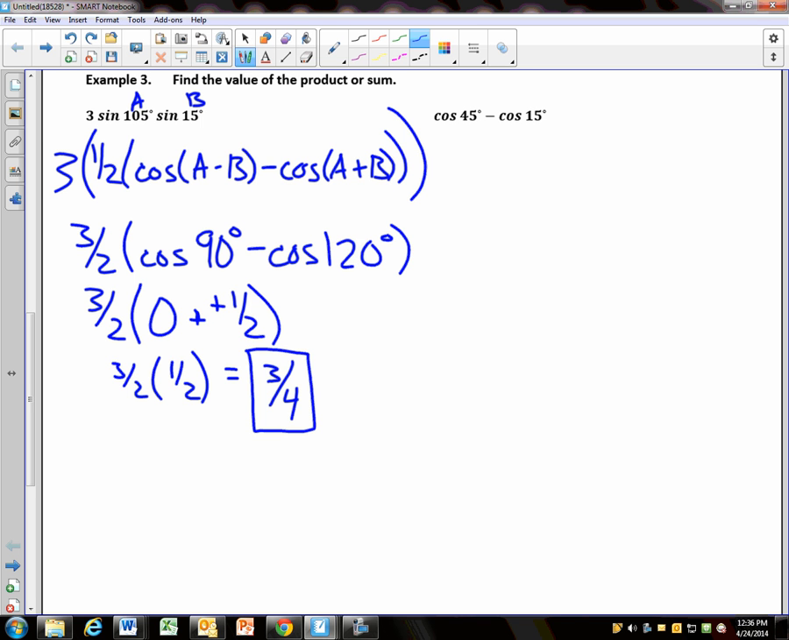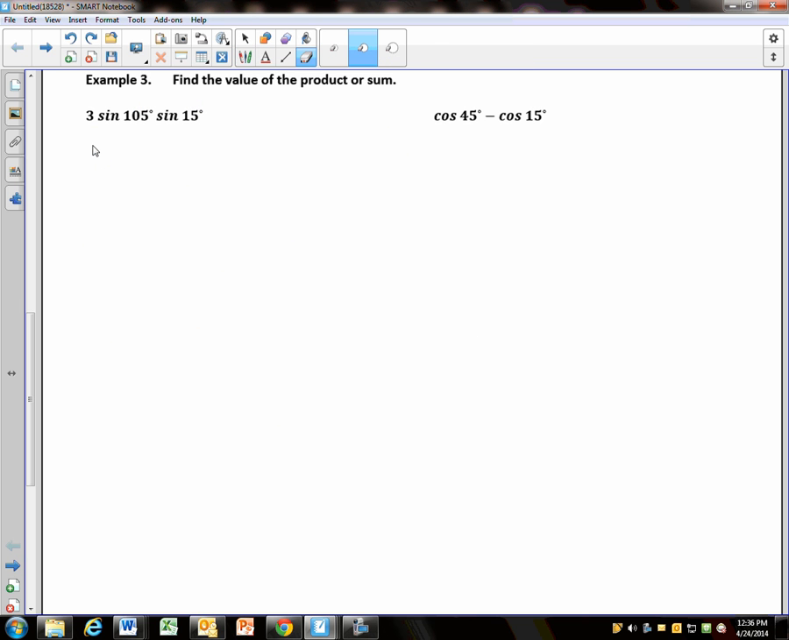Any questions on that one? You have about 3 problems like that. And then I do the last one. Cosine of 45 minus cosine of 15. Do you know the exact value of cosine of 45? Root of 2 over 2. Do you know the exact value of cosine of 15? No. So let's try to write it instead of a sum. Let's write it as a product and see if maybe we can figure something out. That's a little bit quicker.